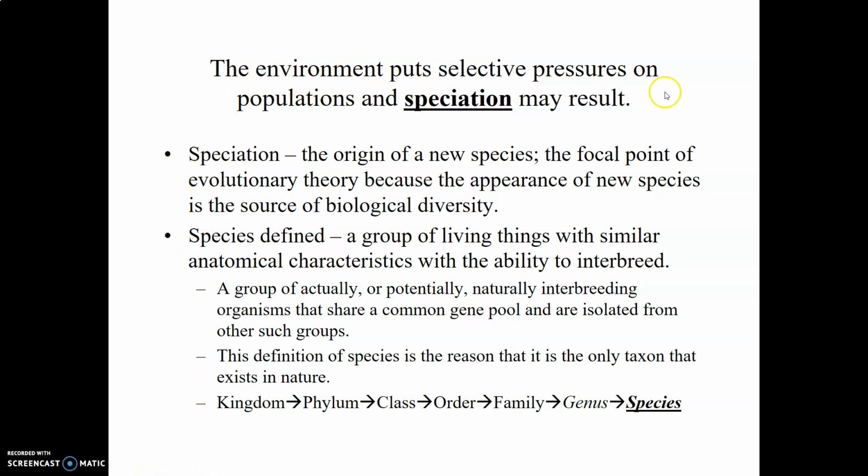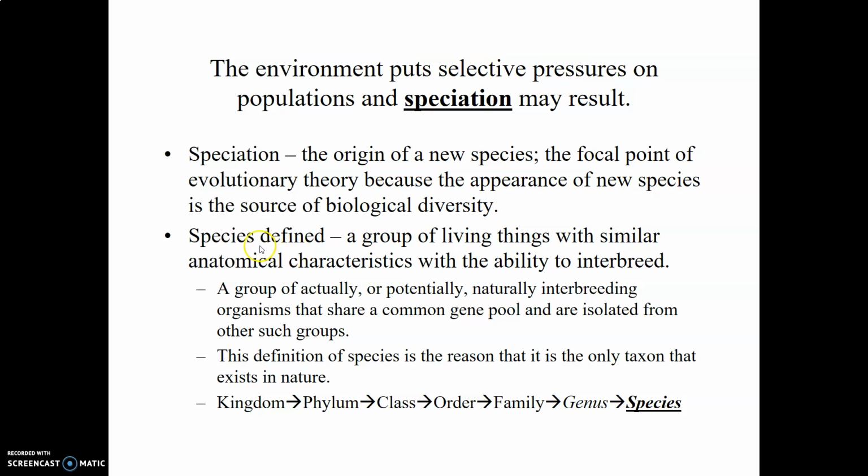The environment puts selective pressures on populations, and as a result, new species may be formed. Remember, the process of developing a new species is known as speciation. We can define speciation as the origin of new species, but it's also the focal point of evolutionary theory because the appearance of new species is the true source of biological diversity. Now, we need to redefine what a species is.